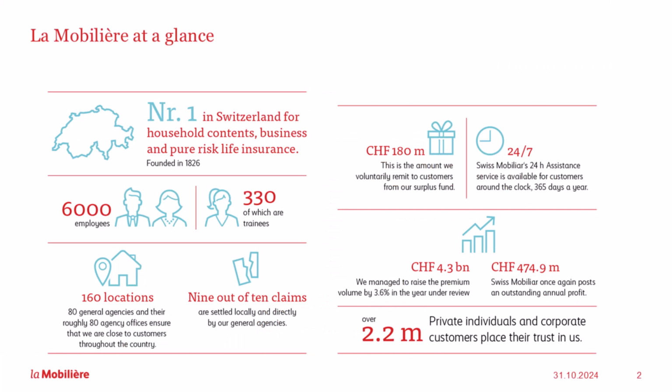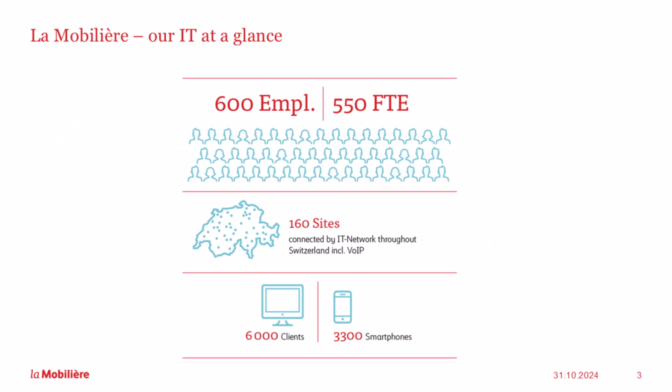We work for La Mobilière, the oldest insurance company in Switzerland. With 6,400 employees and 80 general agencies, we insure every third household and every third company in Switzerland. In our IT department, some 600 specialists ensure the smooth running of our systems and modernize our core IT systems. We also developed our intranet internally with our team 2 years ago.